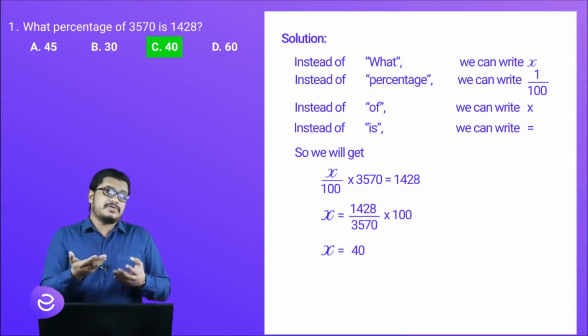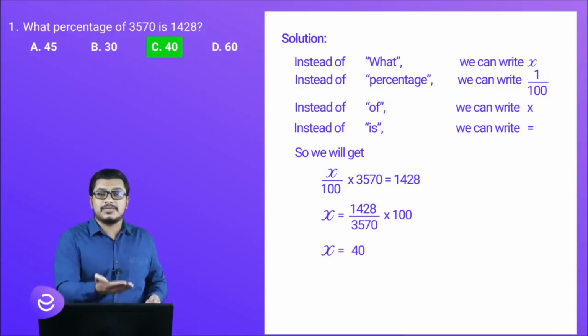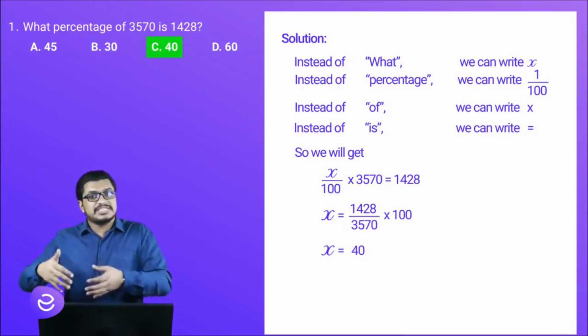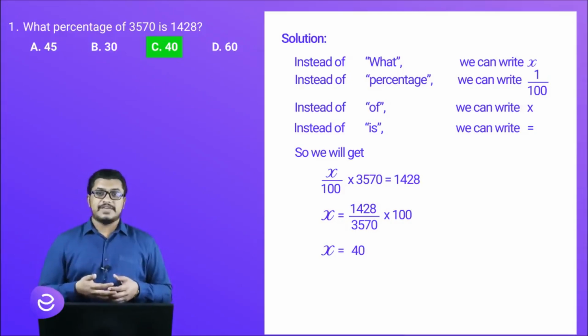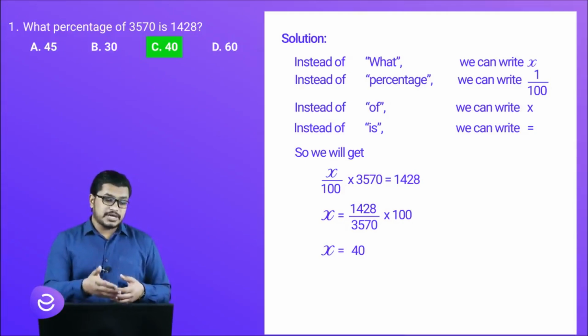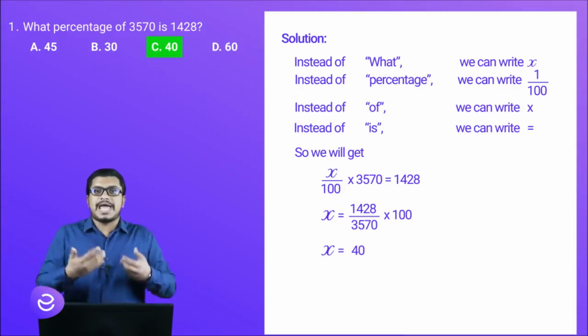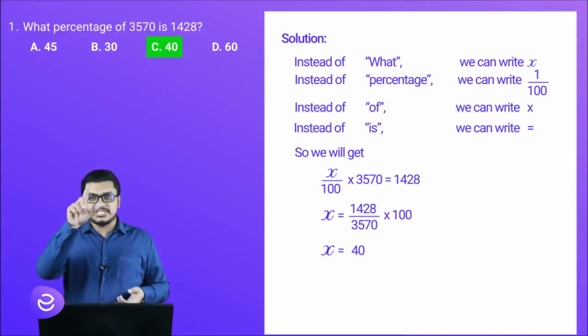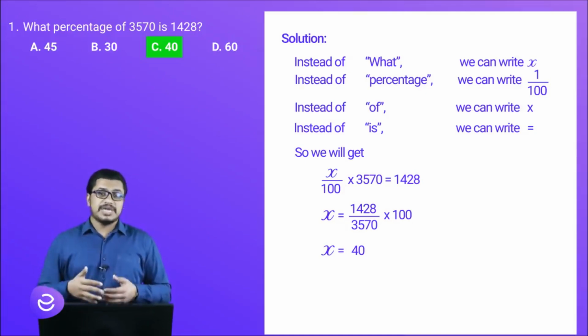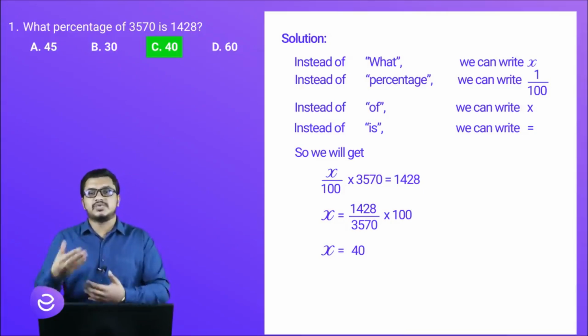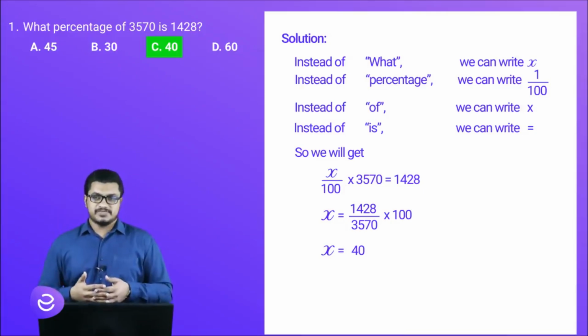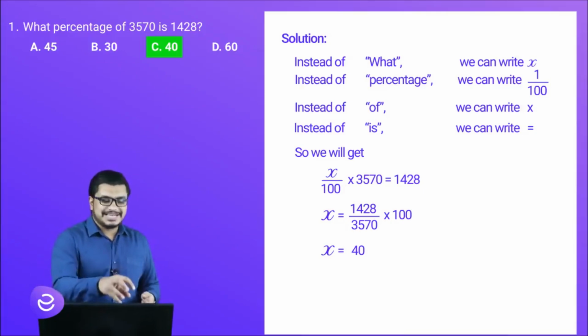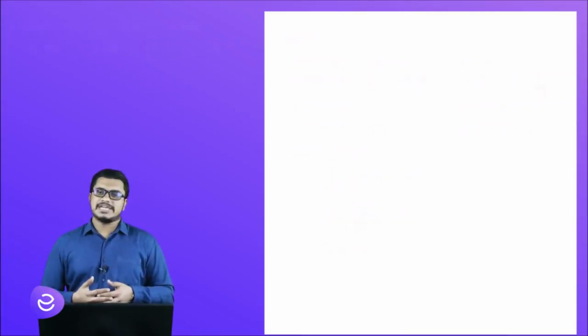Now for example, if we get the word by, we can change it into a division form. If we get the word sum or add or plus, we can change it into a plus sign. If you get minus or from or subtract or difference, we can change it into the symbol of subtraction. So that is how we change a sentence into a mathematical form.